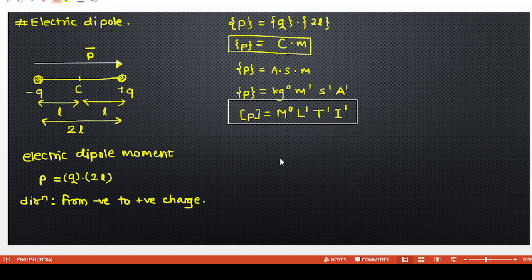It is a vector quantity. Its direction is from negative charge to positive charge, and its magnitude is defined as the product of the magnitude of one of the charges, out of the two, and the separation between the two charges. Q into 2L is the formula for electric dipole moment. Any doubt in this?